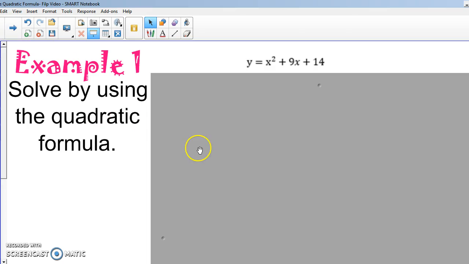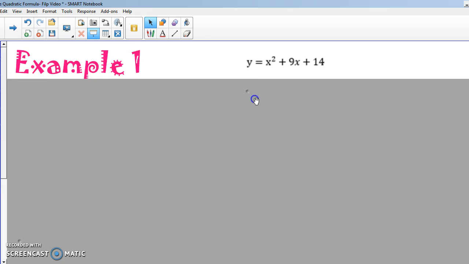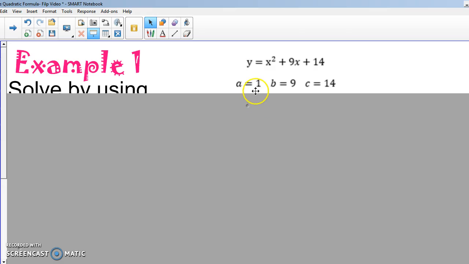So we're going to take a look at an example. We are going to be solving y equals x squared plus 9x plus 14 by using the quadratic formula. So the first thing that we always do is identify our a, b, and c, just like we've been doing in class. So if we look here, our a is going to be 1, our b is 9, and our c is 14. And again, as we're going through these examples, make sure that you're working them with me. You can always pause it and rewind if you need to hear it again.